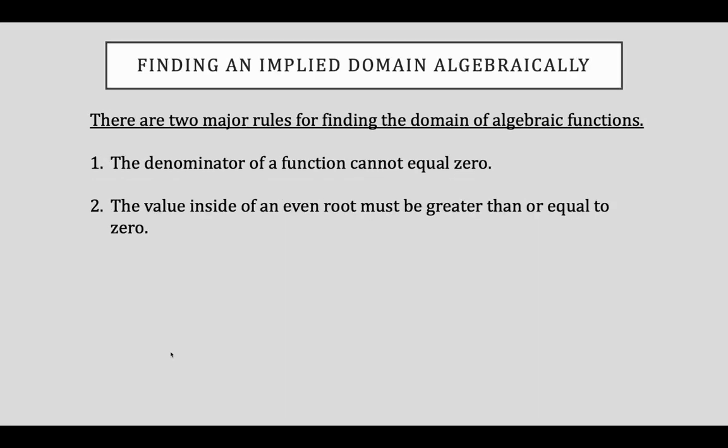So, finding an implied domain algebraically. To find implied domains of algebraic functions, there are two major rules that you have to remember. Rule number 1: the denominator of a function cannot equal 0. Rule number 2: the value inside of an even root must be greater than or equal to 0. Recall that we cannot take the square root of a negative number. We cannot take the even root of any negative number. That means if it's not negative, it has to be greater than or equal to 0.